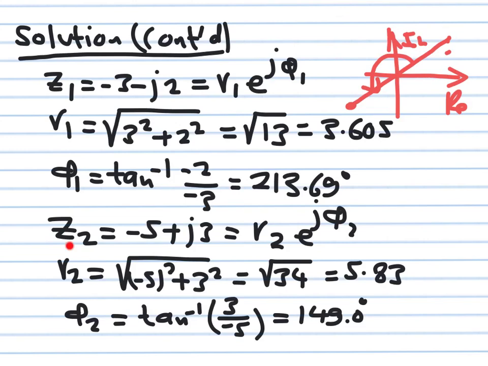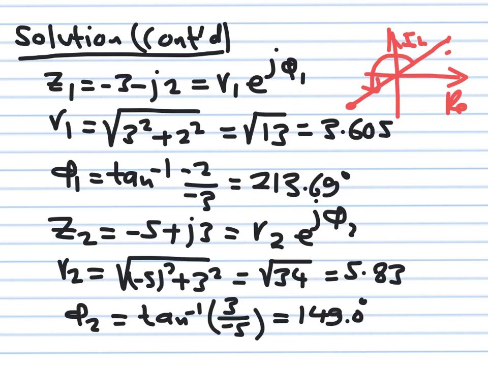Let's talk about the second complex number. D2 is minus 5 plus j3. I would like to write this one as R2 e to the j phi 2. R2 is the modulus, so it's the square root of the real part squared plus the imaginary part squared. So you get 25 plus 9, square root of 34, which is 5.83. I would like to get the angle. The angle of this complex number is the inverse tangent of the imaginary part divided by the real part, 3 over minus 5. And again, if you give your calculator minus 0.6, it's going to give you the wrong answer.